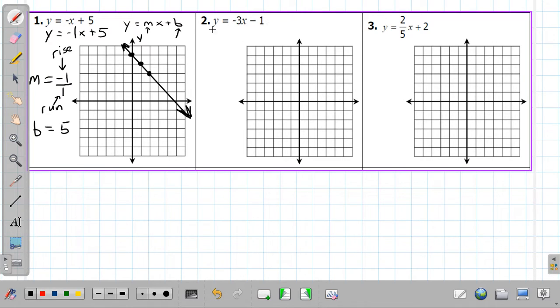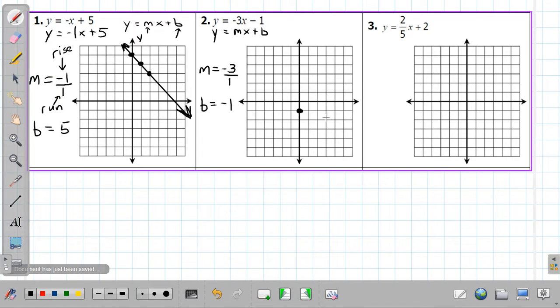So if we look at number 2, same kind of thing. y equals mx plus b. In this case, my m is going to be -3. My b is going to be -1. So I'm going to go to -1 here. That's where my first point is. My slope is not a fraction, but let me make it into a fraction by just putting it over 1. So that means I need to go up or down 3 and over 1.